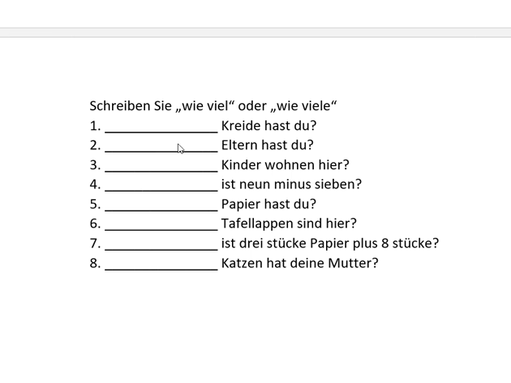"Eltern." "Wie viele Eltern hast du?" How many parents do you have? It's easy to tell one person from another. So then, "wie viele Kinder?" Same thing with Kinder. Easy to tell 1, 2, 3 children. "Wie viel ist 9 minus 7?" Okay, because they're just numbers, concepts, not actual things.